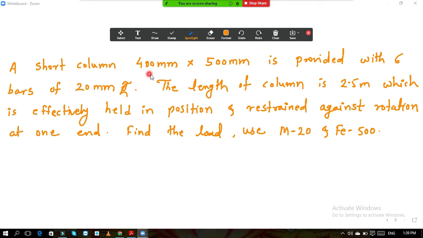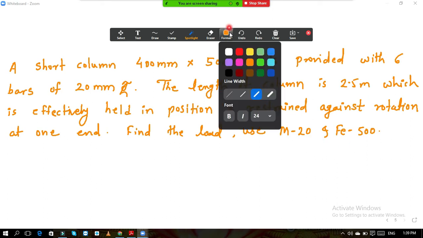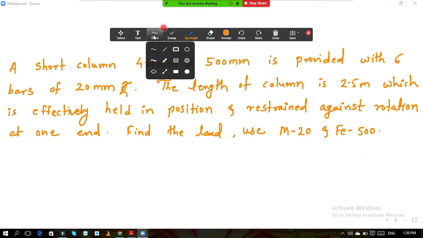A short column 400 mm by 500 mm is provided with 6 bars of 20 mm diameter. The length of the column is 2.5 meter, which is effectively held in position and restrained against rotation at other end. Find the load, use M20 and Fe500. So we need to find the load. The same steps are there, there is no change. So now we will start the problem.